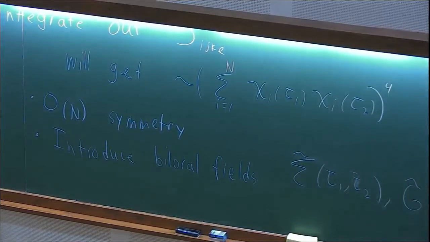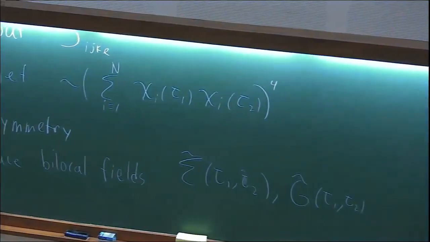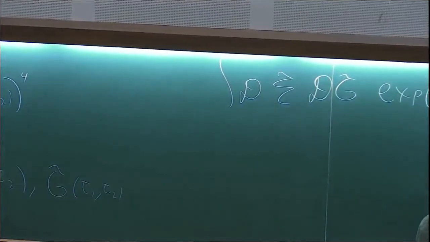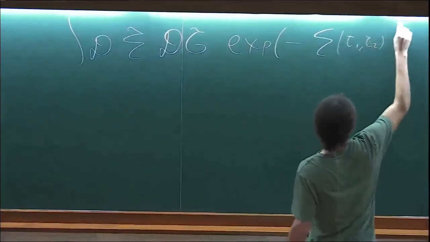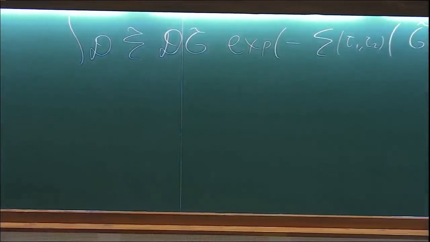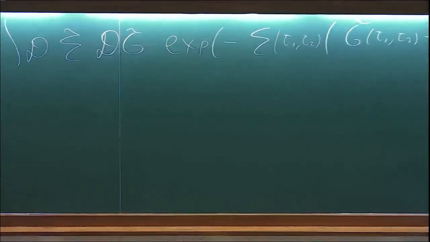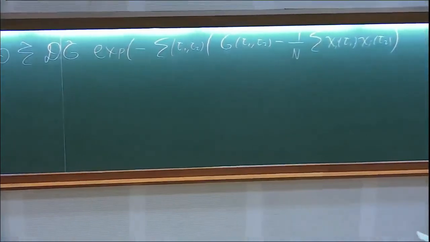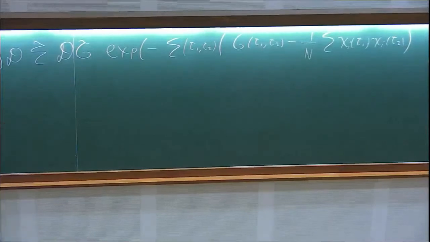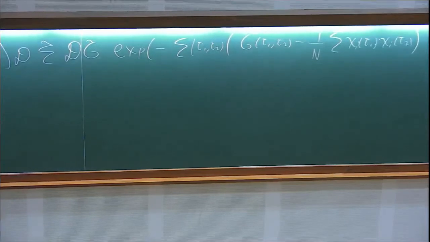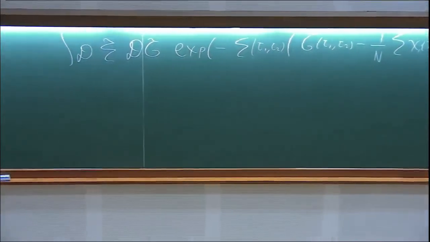So I'm going to insert a term like this, which is one. So the reason I'm doing this will become apparent in a moment. I'll get something simple. But the point is, since what we have appearing here is chi I of tau 1, chi I of tau 2, with the sum from 1 to n, it makes sense to think we want to somehow get rid of the I index because we have an O(n) symmetry. So there's this huge redundancy.